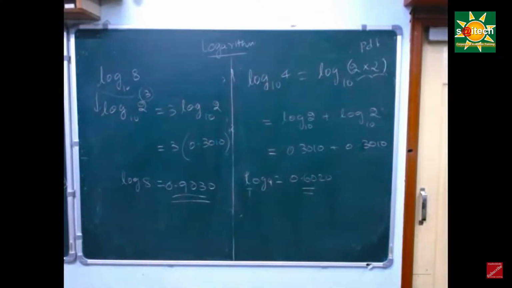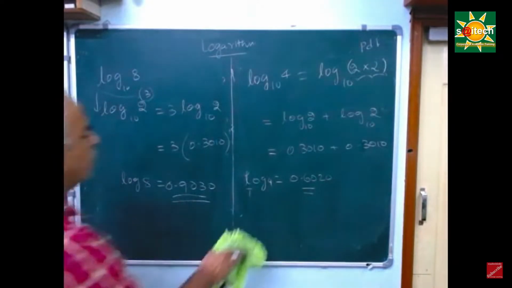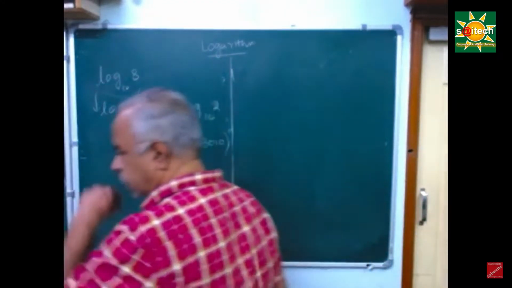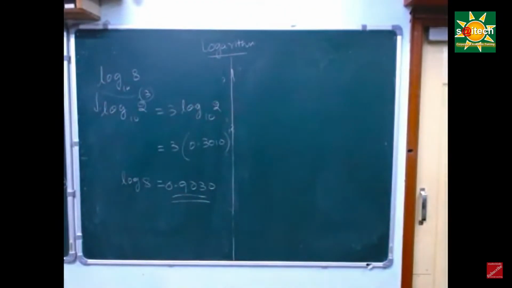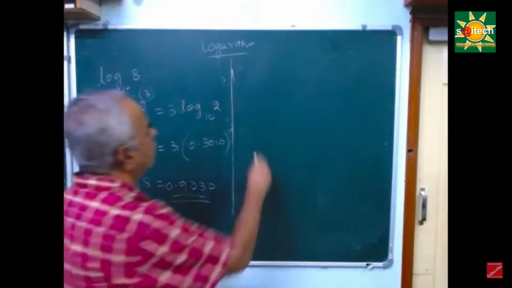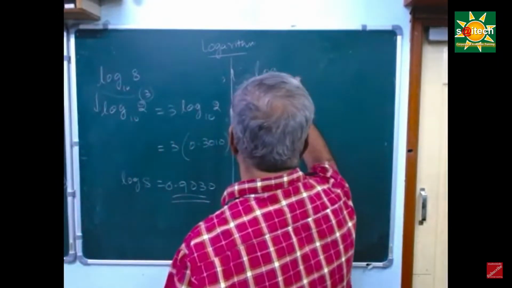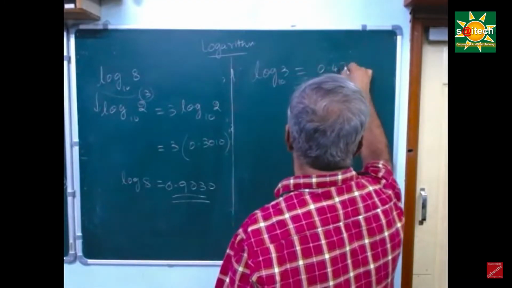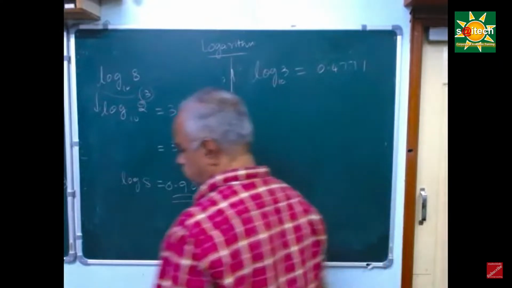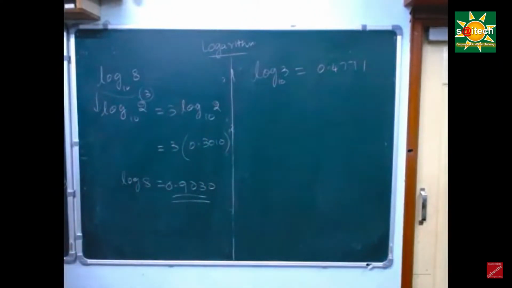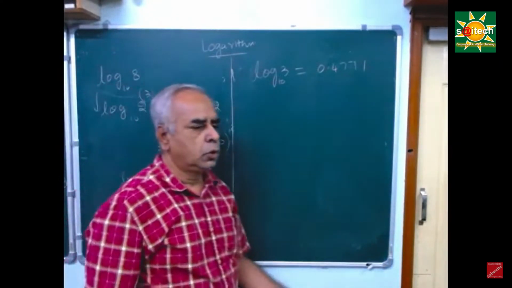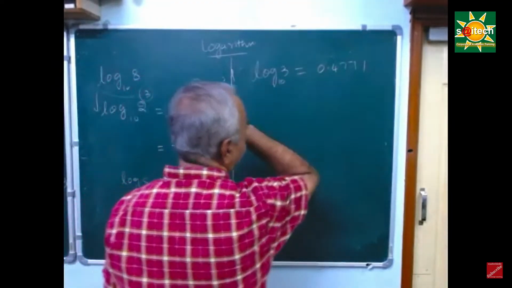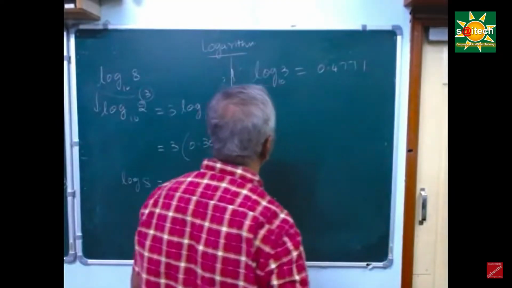Are you able to follow? Right. Now let me introduce the log 3 value. Log 3 is roughly 0.4771, to the base 10. Please note down. So at least you should try to remember the values for 2, 3, 5. That's enough. Now the logarithm of 3 is 0.4771.